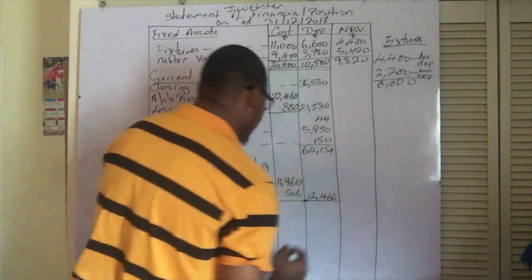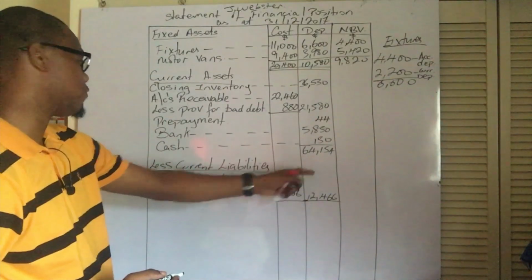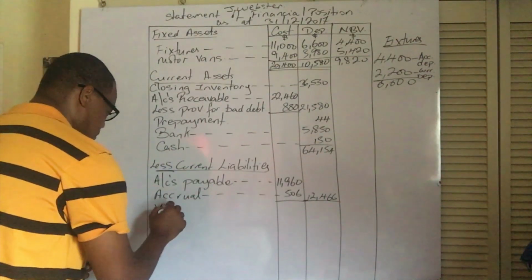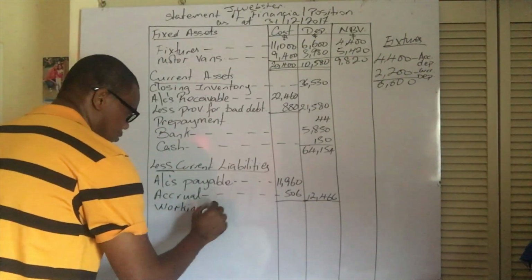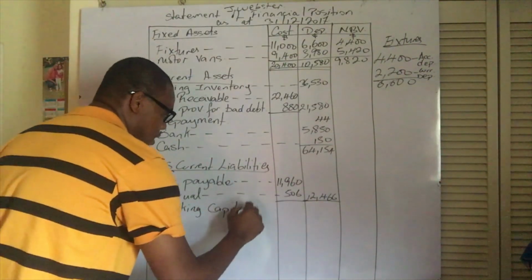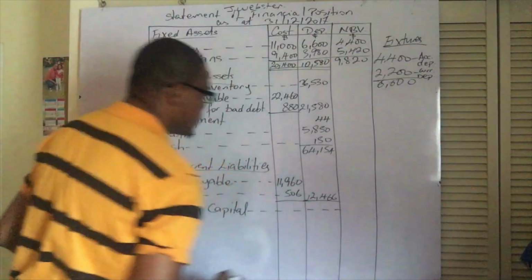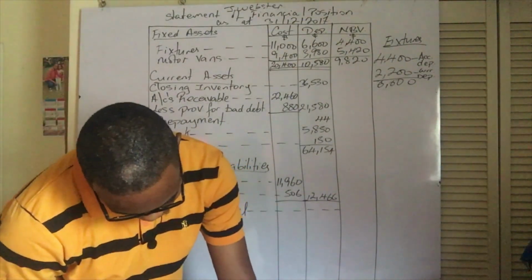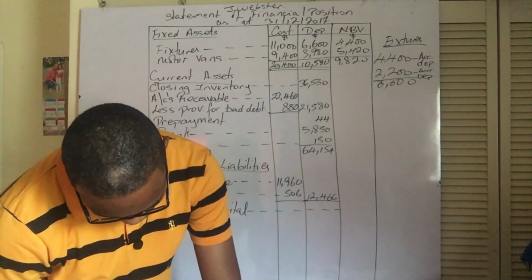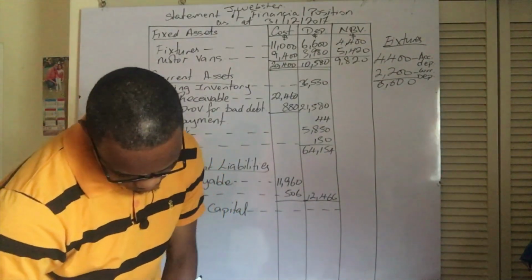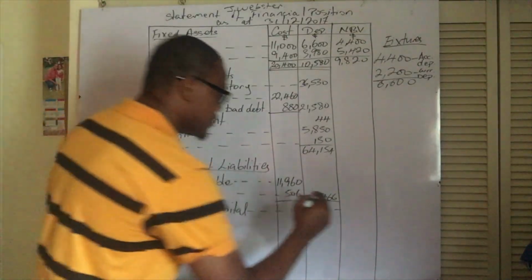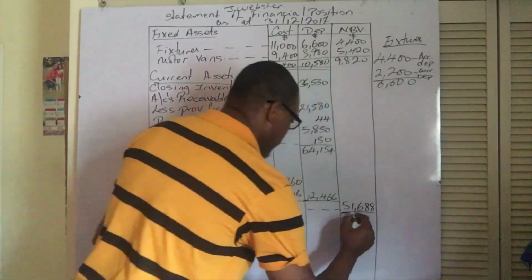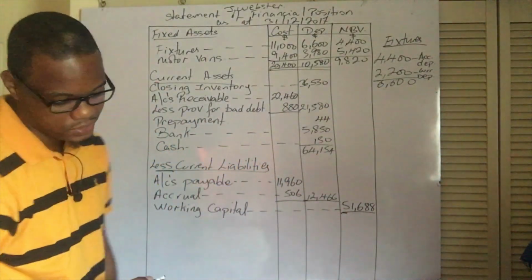12,466. Right. And you're going to subtract your current liabilities from your current assets to get what is called your working capital. So how you get working capital, guys? Current assets minus current liabilities. That's how you get working capital. So your working capital would be 51,688. They have another name for working capital. They could say net current assets.